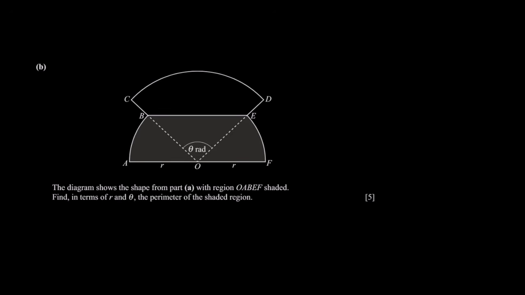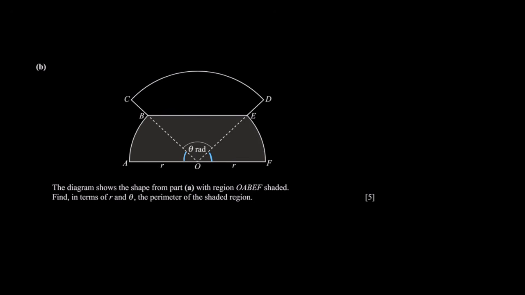Okay, all right, then part B of this question. The diagram shows the shape from part A, but this time with a different region shaded, this one here. We want to find, in terms of r and theta, the perimeter of the shaded region. So what does that actually involve? Well, we've got this length here, which is easy, that's just r plus r. And then we've got this length here and this length here, which are both the arcs of this sector. We know that that angle is the same as that angle, and because these two radii are the same, the length AB will be the same as the length EF.